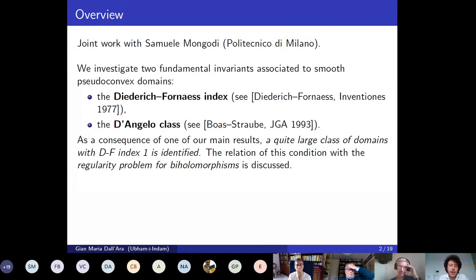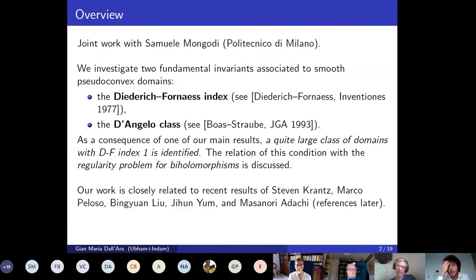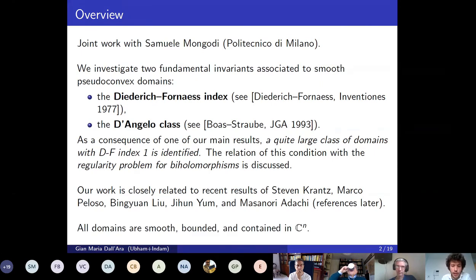I will also try to stress and clarify the relation of this condition with the well-known problem of regularity of smooth extension of biholomorphisms between domains in several complex variables. And of course, our work doesn't come in a vacuum. It's very much related to recent work of Bingyuan Liu, which is interrelated to work of Krantz and Marco Peloso. And you will see later, I will also cite work of Yuan and Adachi, very recent work from 2019 and 2020.